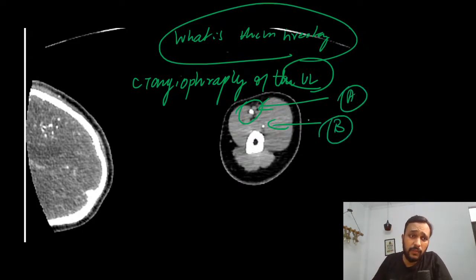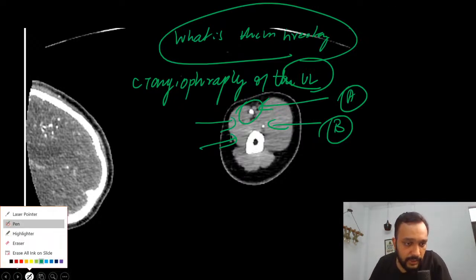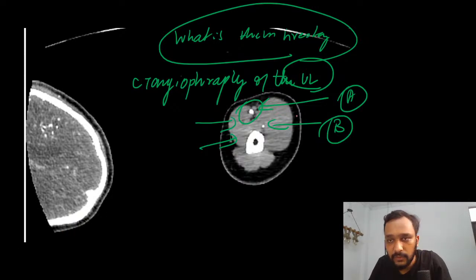In an angiography image, the vessels will appear bright, right? So guys, can you help me label the two vessels that are being shown in this CT angiography image? This is the CT angiography of the upper limb, the two vessels.